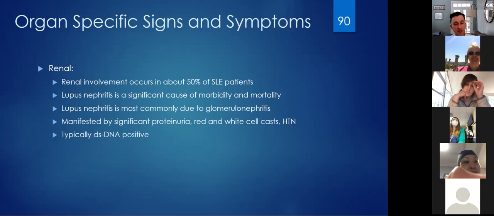And as I already mentioned, double-stranded DNA is highly specific for lupus, but it's even more specific for patients who have renal involvement. So virtually any patient with lupus nephritis will be double-stranded DNA positive.